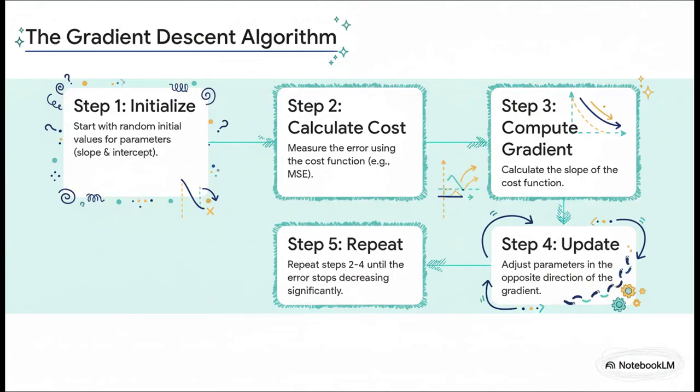So really, this whole thing is just a simple loop, a recipe. You can see it laid out right here. First, you start with some random parameters for your line. Then, you calculate the cost. You figure out the gradient, which way is uphill. You take a small step downhill using your learning rate. And then you just repeat. You keep going step by step by step until your error stops getting smaller. That's it. That is the gradient descent algorithm.